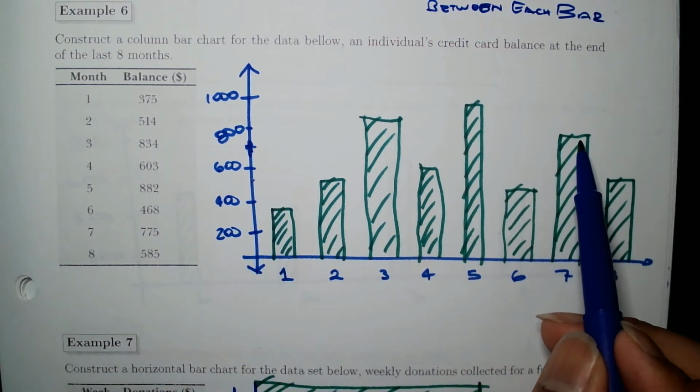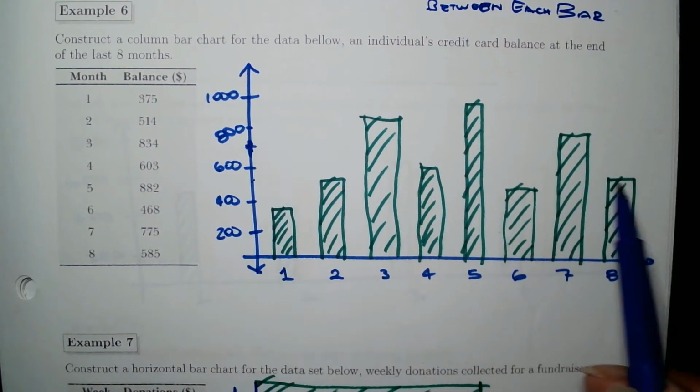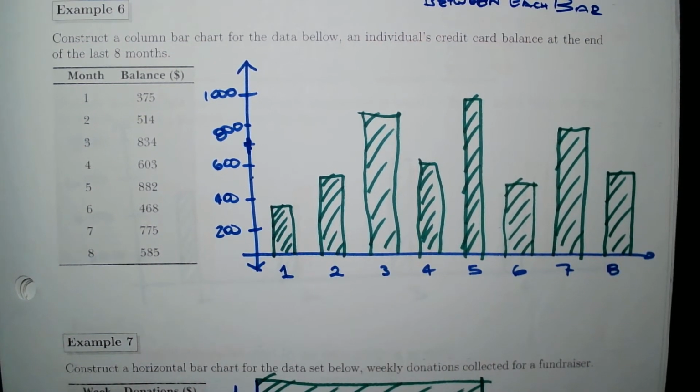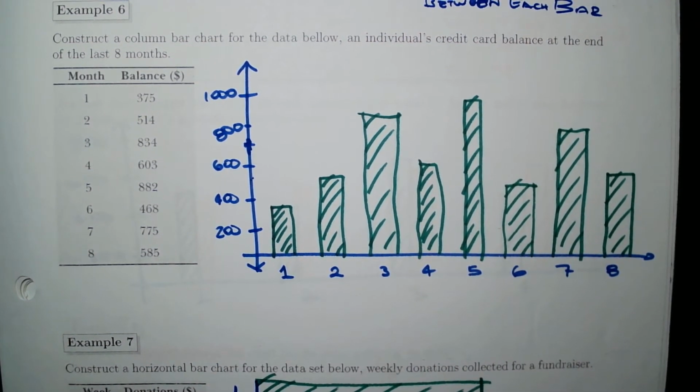468 and 775 and 585. You know, I mean, what else can we do?